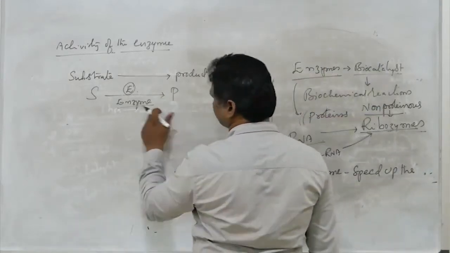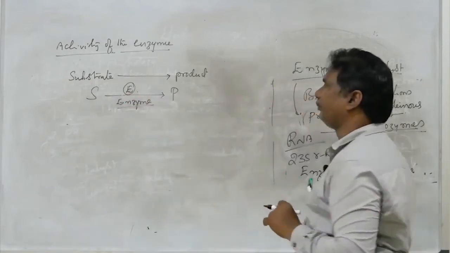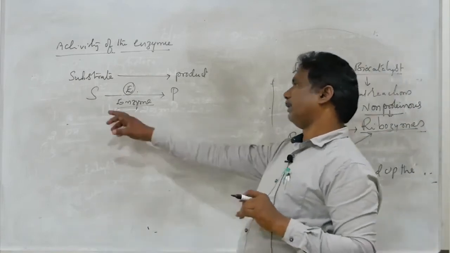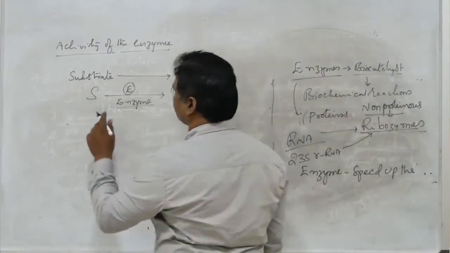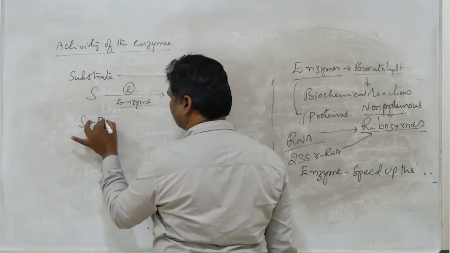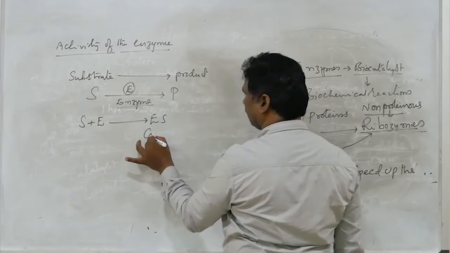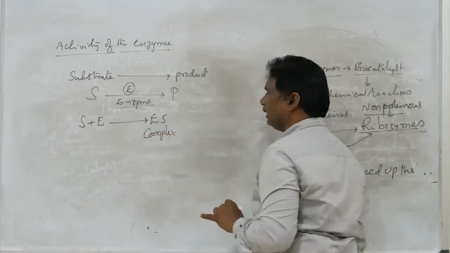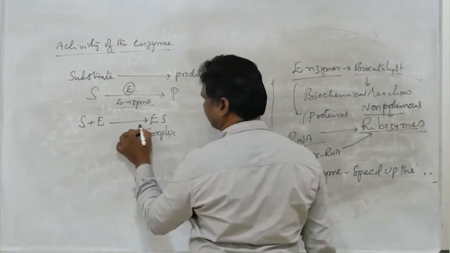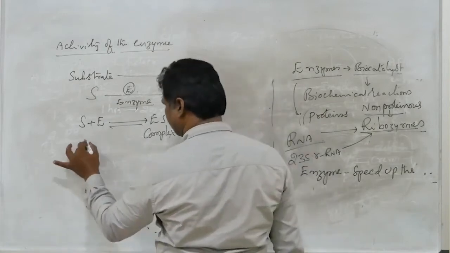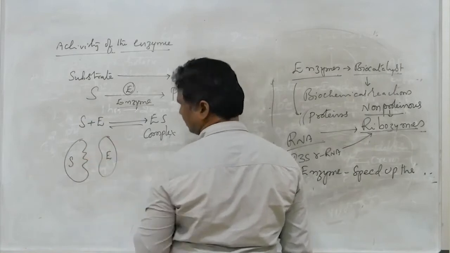So the substrate is converting into product. What is that enzymatic activity? How do enzymes act upon the substrate to convert it into the product? You can see this. During this time, the substrate is combined with the enzyme to form the enzyme substrate complex. Imagine this one is the substrate and this one is the enzyme.